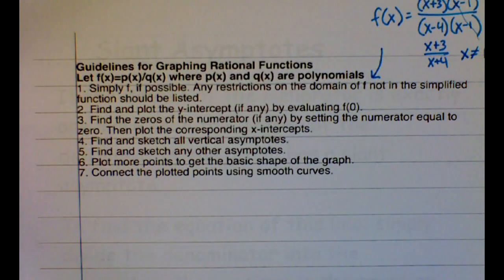Find and plot the y-intercept by evaluating f of 0. Find the zeros in the numerator, if any, by setting the numerator equal to 0. Then plot the corresponding x-intercepts. Find and sketch all vertical asymptotes. Find and sketch any other asymptotes. Plot a few more points to get the basic shape and connect them using smooth curves.